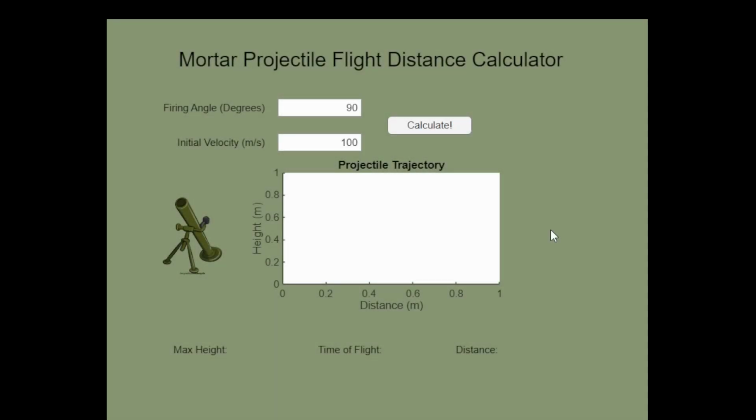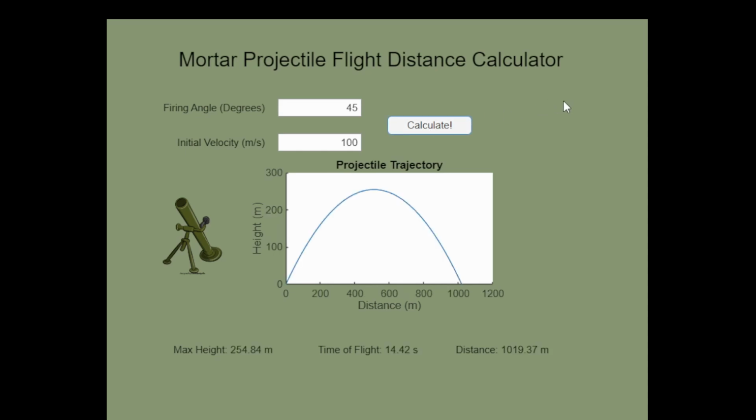Alright, now let's start with a test case to show how the app works. We'll start by using a 45-degree firing angle with an initial velocity of 100 meters per second. By clicking calculate, you'll see we get a nice plot, and we also get all three of our outputs. We get a max height of 254.84 meters, a time of flight of 14.42 seconds, and a total distance flown of 1019.37 meters.